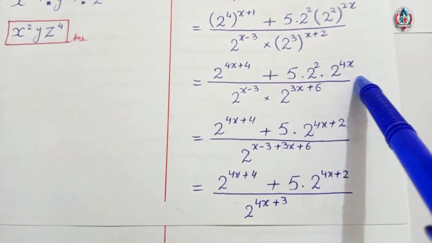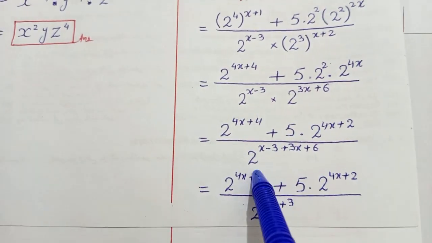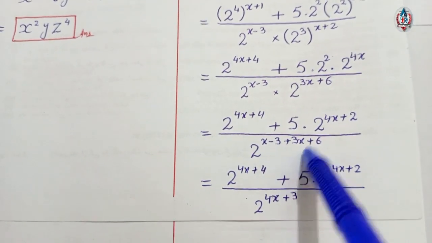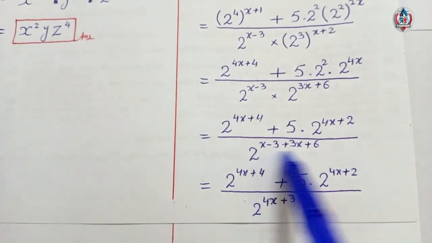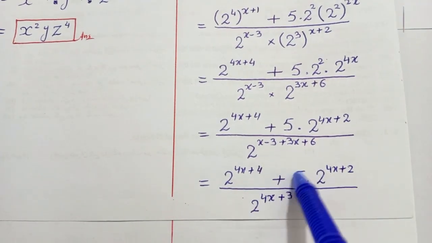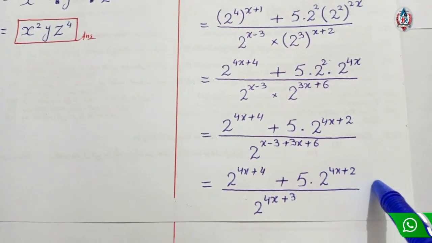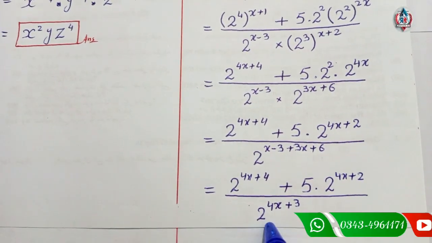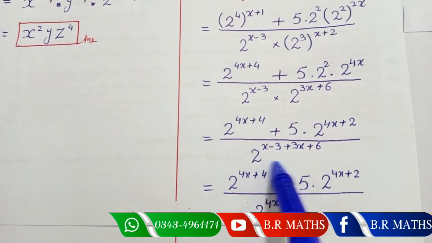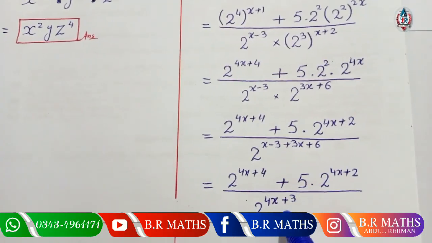Okay student, 4x and 2. And in denominators all are 2, so the powers combine: 2 raised to power x minus 3 plus 3x plus 6. After simplification, the result is 2 raised to power 4x plus 4 plus 5 into 2 raised to power 4x plus 2, and in the denominator 2 raised to power x plus 3x becomes 4x minus 3 plus 6. 6 minus 3 becomes a plus 3.